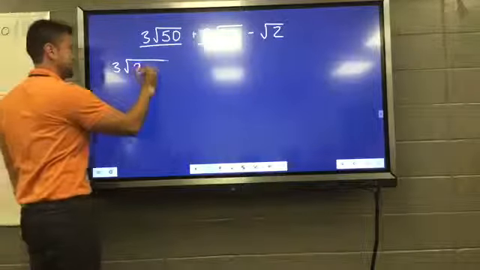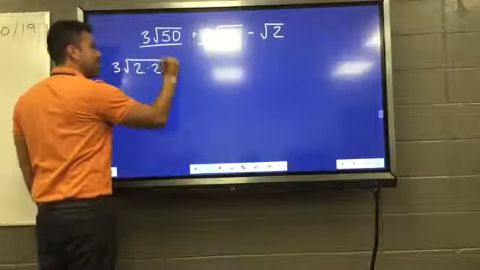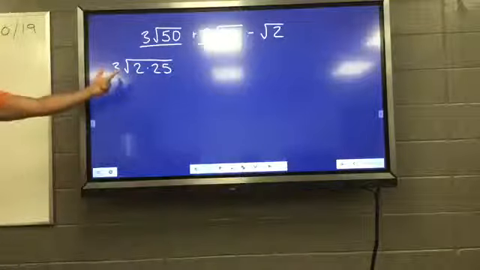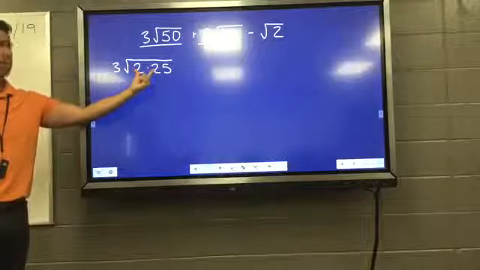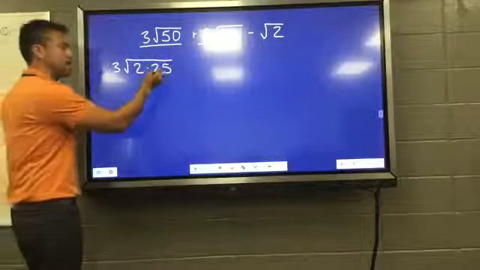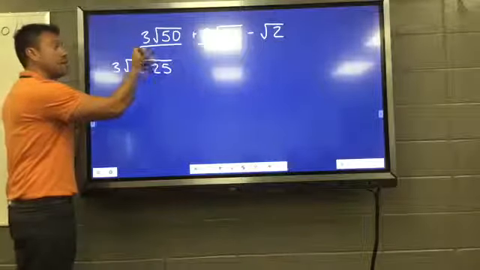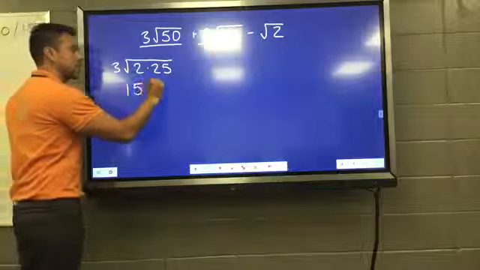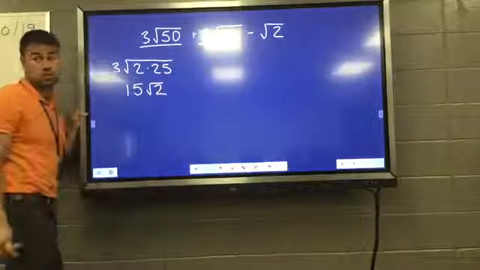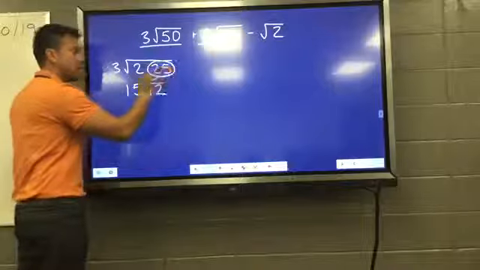Here's the first way we did them: we just break it down into primes. If you have a perfect square, what would come out? A 5 comes out, right? Because the square root of 25 is 5. So you get 15 times the square root of 2, because this came out completely.